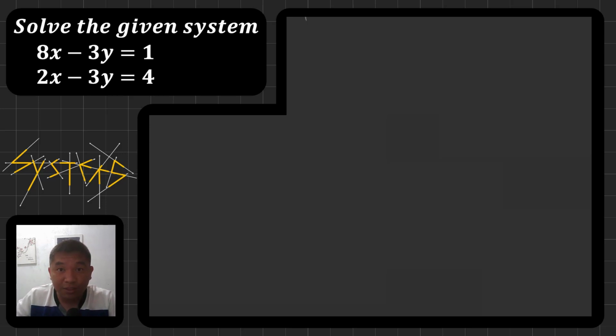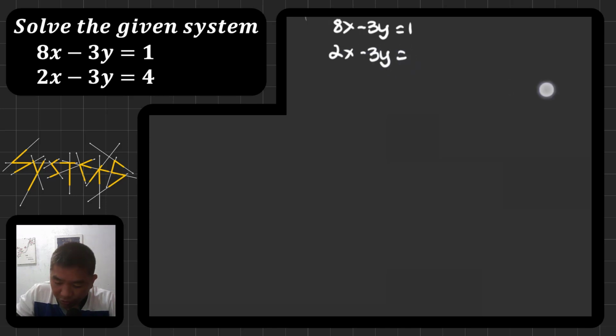We can also use substitution, but for this video, allow me to use the elimination method. The method of elimination allows us to eliminate one of the two variables to solve for the other. And once one of the variables is solved, we're going to use that to solve for the variable that was eliminated first. We have here these equations. Let me try to copy these equations here. I have 8x minus 3y equals 1, and we also have 2x minus 3y equals 4.